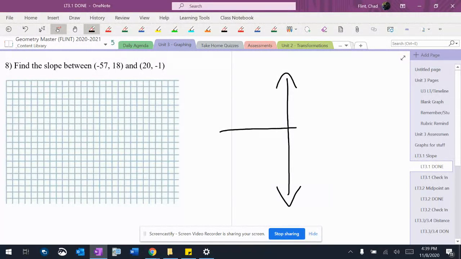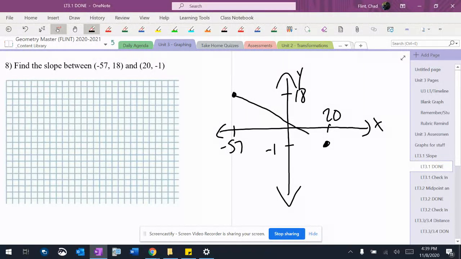was never an issue for me when I was in school because I didn't care about being neat. So I would go to a graph and just say, all right, well, negative 57 is over here someplace, 18 is up here someplace, and I didn't care if there was a scale. So there was that point. 20 is over here someplace, negative 1 we'll put right there. I'm going to move my label for negative 20 up top so that I can put my point right there.